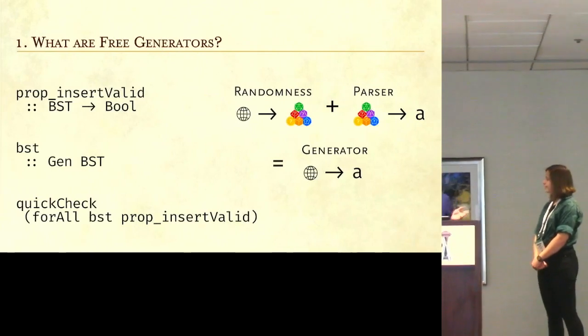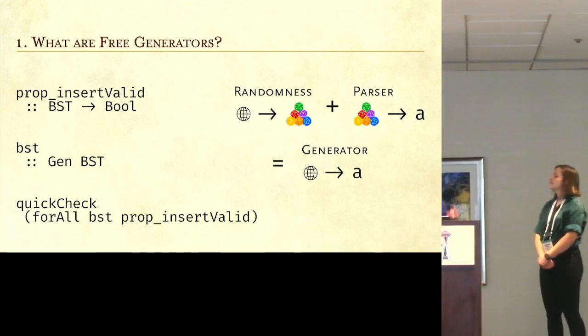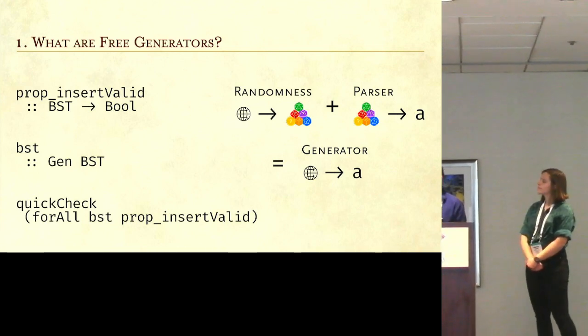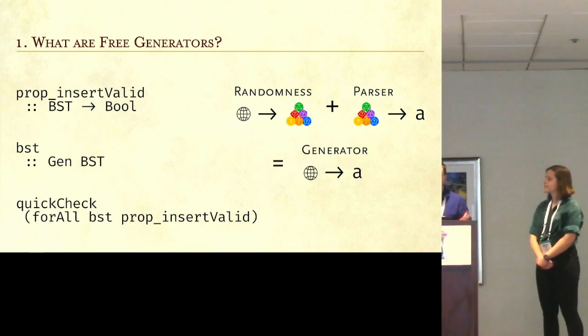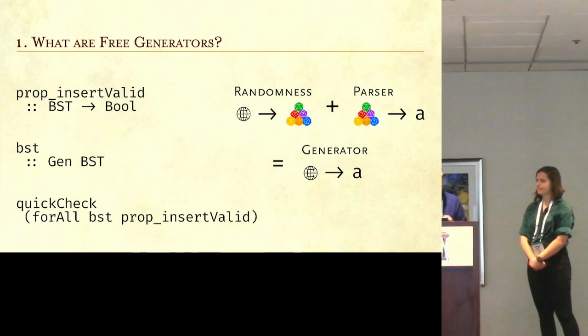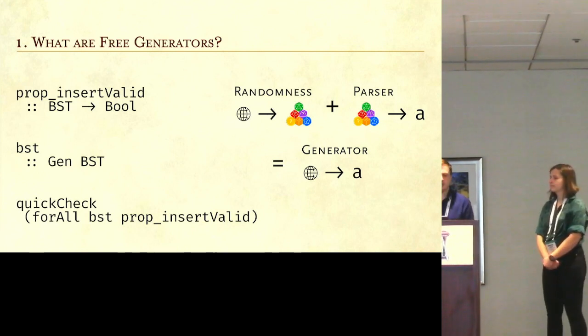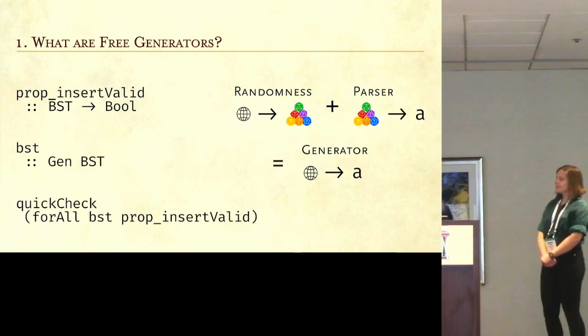If you don't remember what property-based testing is, if you have some property that you want to be true about a program, for example, that inserting into a binary search tree maintains validity, then you can write a random generator that produces a bunch of binary search trees and use a tool like QuickCheck to test that the property always holds. And what free generators do is allow us to decompose a generator. Instead of just pulling a value out of thin air, we pull some random choices out of thin air, and then we make those choices.